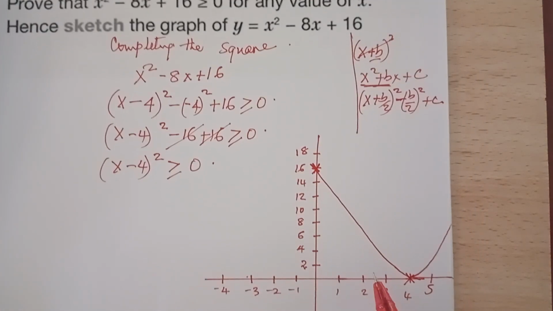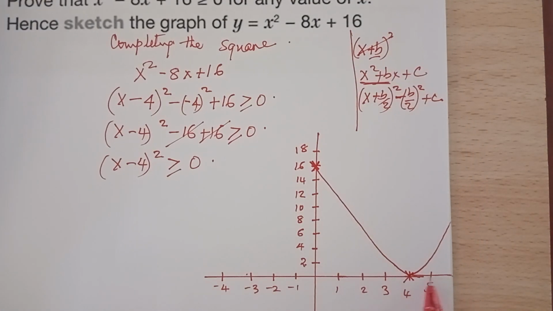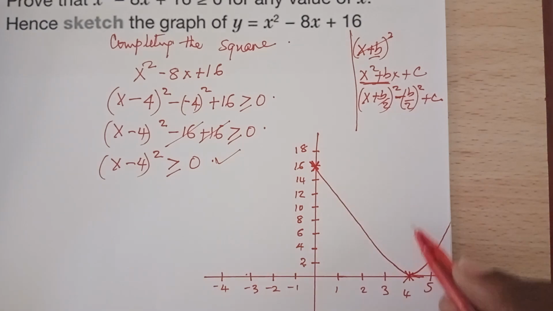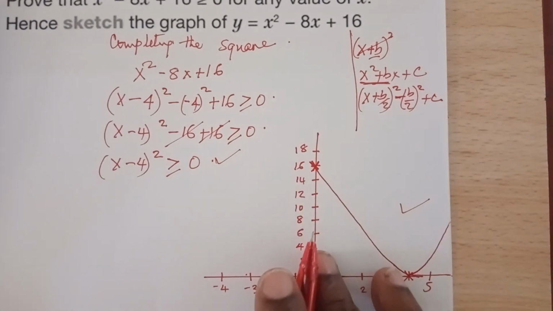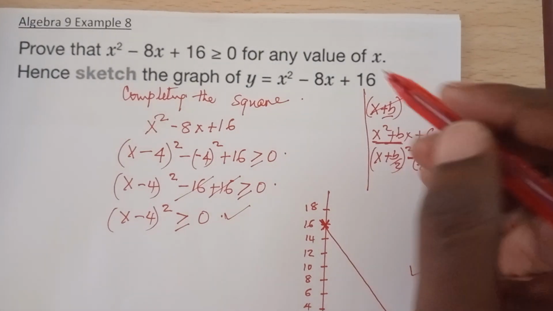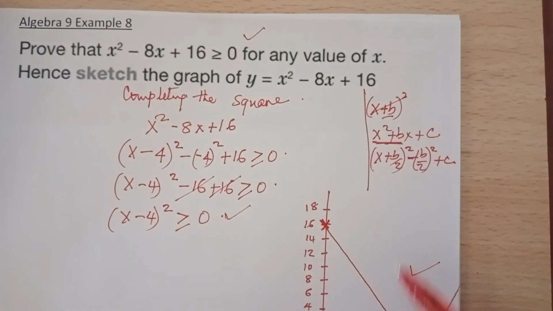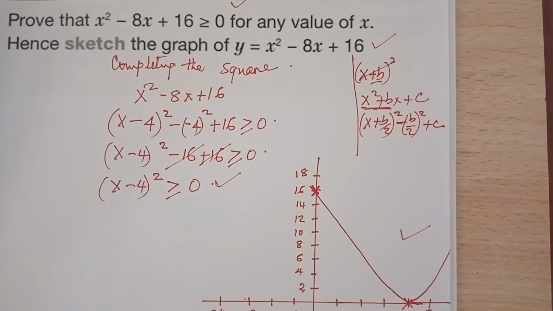You can see from the graph that the least value of y is 0, and y is always greater than 0, but at some point it is equal to 0. So this statement is valid. The graph explains that, and therefore our statement is verified, and we have been able to construct that graph. That is exactly what we were to show and to prove.